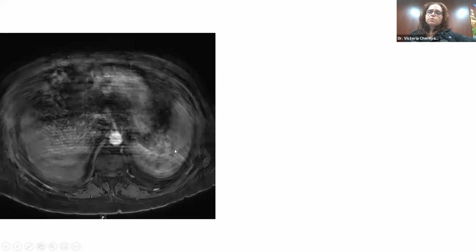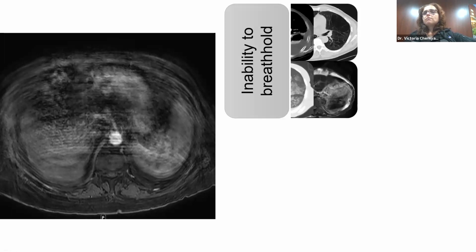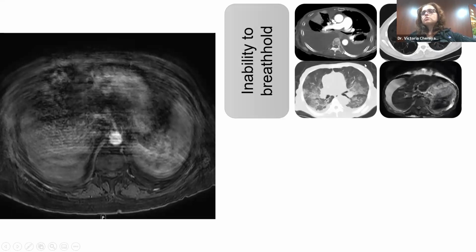And patients may not be able to do that because they're unable to breath hold, because they have some sort of lung conditions, pleural effusion, CHF, infections, severe emphysema. So these things can limit a patient's ability to breath hold. There are also some intra-abdominal conditions that can limit a patient's ability to breath hold, including severe ascites. So patients like this may not be the best candidates to get MRI.